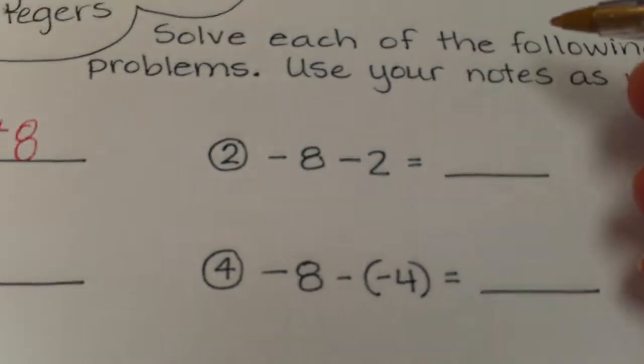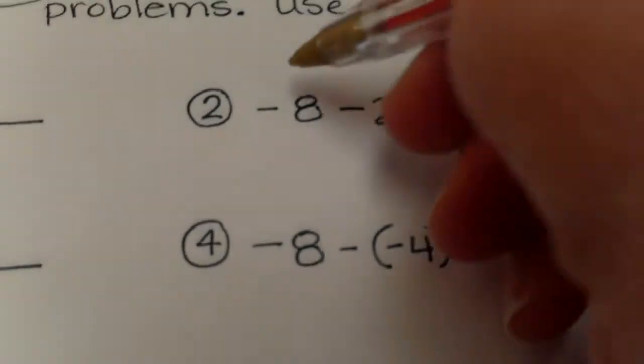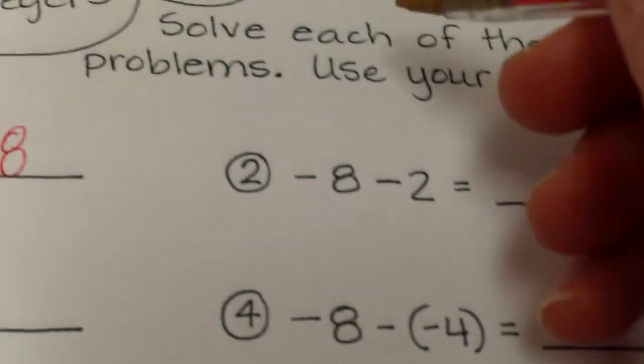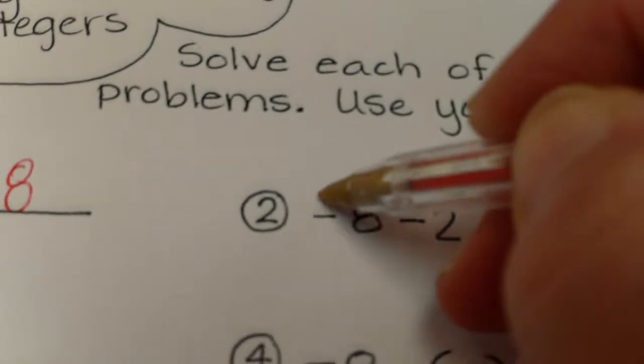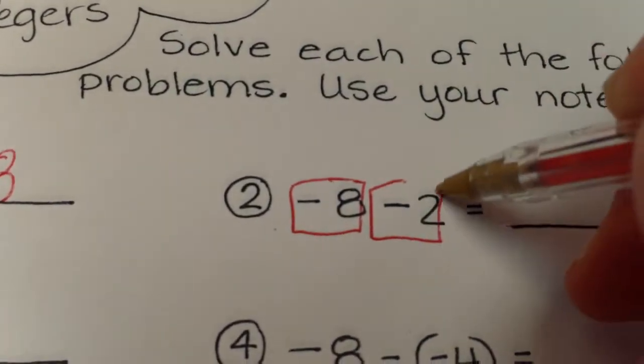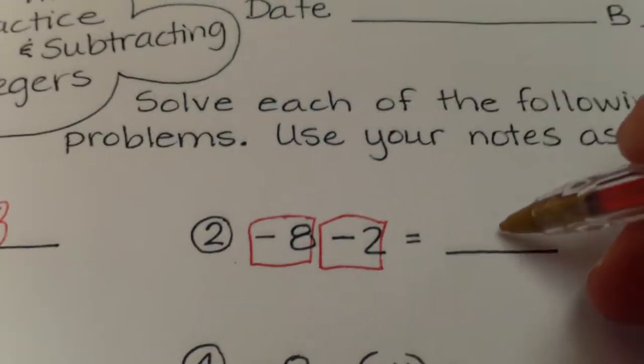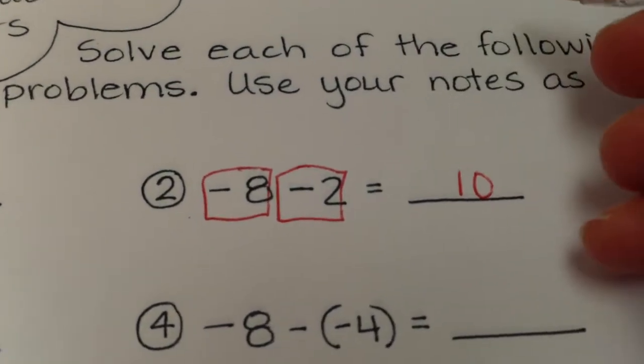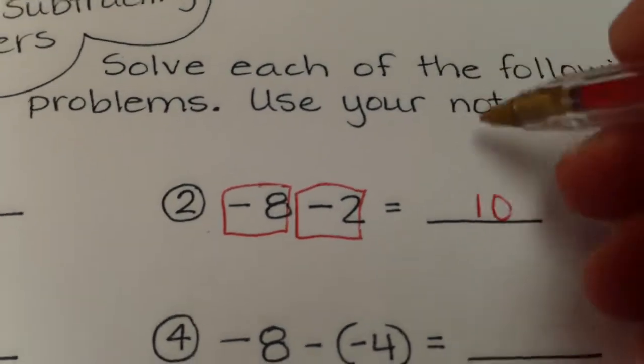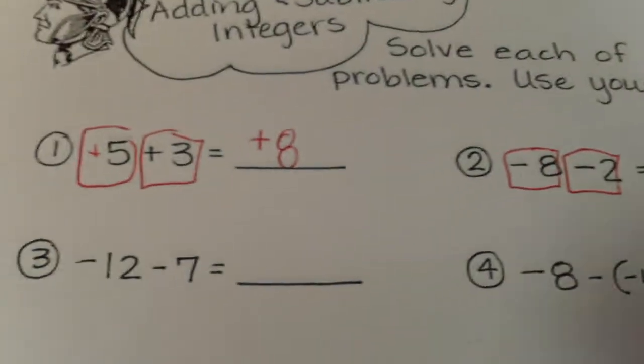Number 2, negative 8, negative 2. No duplicate subtraction. Double negatives, nope, so I box. Signs are the same, signs add. 8 plus 2 is 10, and the sign gets brought over.